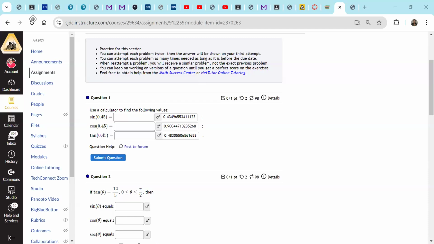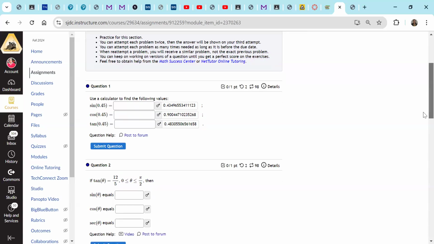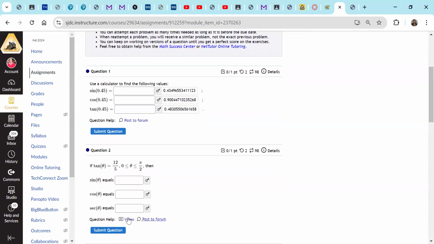So we go further to question number 2, which is saying tangent is given as 12 over 5 and theta is in the first quadrant. 0 to 90 degrees means the first quadrant. Sine theta equals what? Cos theta equals what? And secant theta equals what? If you remember me in the beginning drawing a triangle, which was looking like this from the first quadrant.